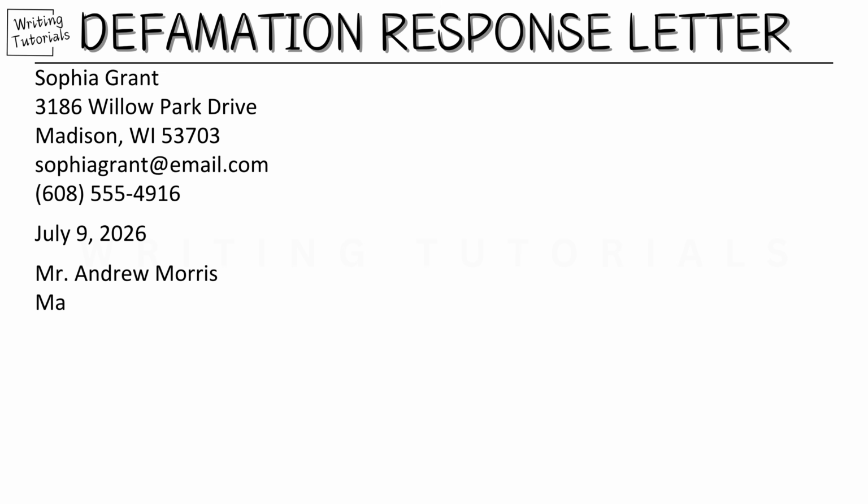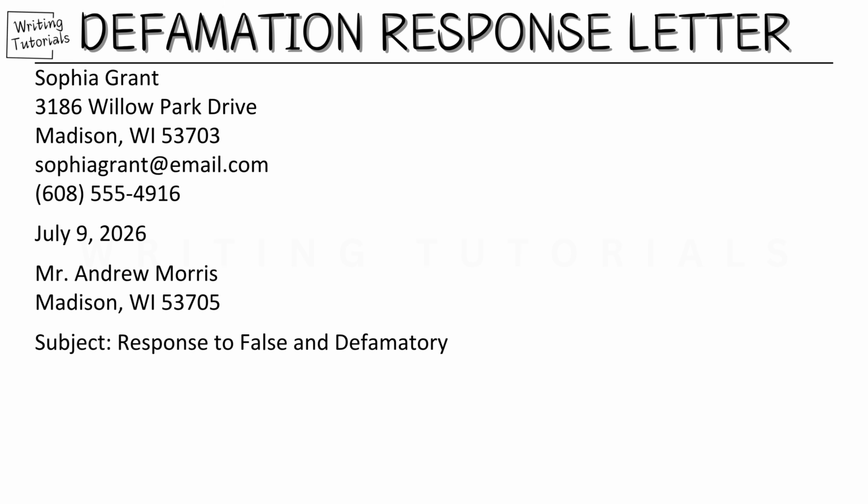Recipient information. Below the date, we have the recipient's name and address. Including the recipient's information ensures that the letter is directed to the correct individual and makes the correspondence more formal and properly documented. Subject line. Next comes the subject line. Subject: Response to False and Defamatory Statements. The subject clearly tells the recipient why the letter has been sent. A direct subject line helps eliminate confusion and immediately identifies the purpose of the correspondence.